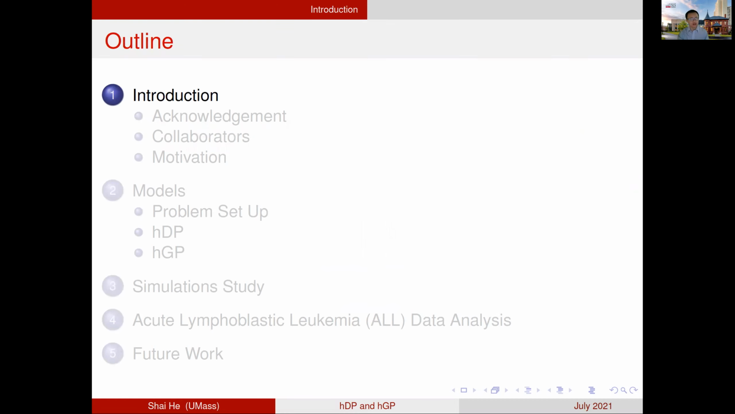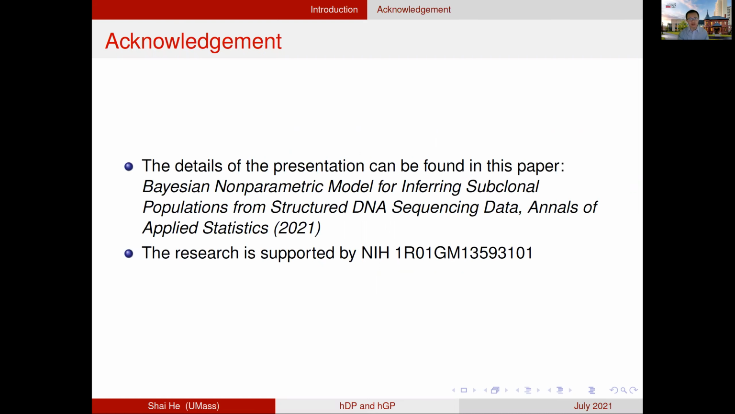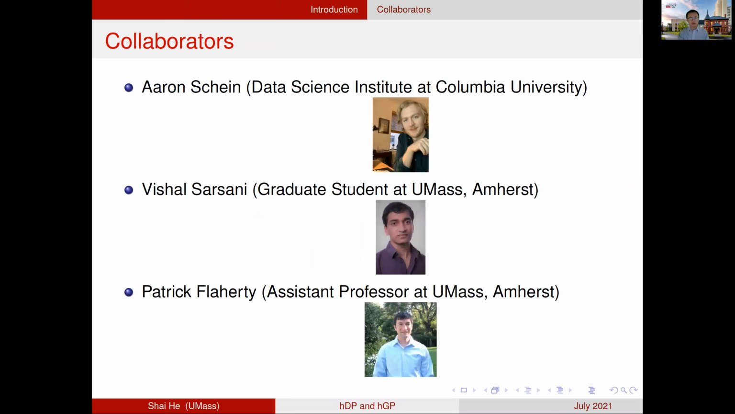The details of the presentation can be found in this paper, and the research is supported by an NIH grant. This project is joint work with Aaron, who is a postdoc at Columbia University, Michelle, who is a graduate student at UMass, and Patrick, who is my advisor and an assistant professor at UMass.